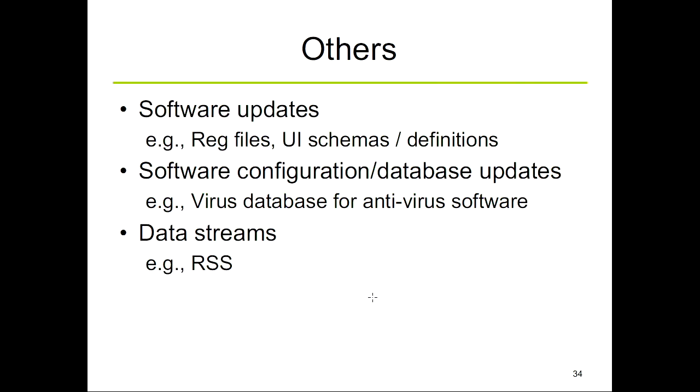This includes software updates, registration files, UI schemas, and definitions. Most of these definitions these days, even the UI definition if you're doing apps like iOS apps, are in an XML-like format. They are getting bigger and bigger, and they'll be stored compressed. Web streams, RSS, Atom, JSON, during transmission, they are all compressed.